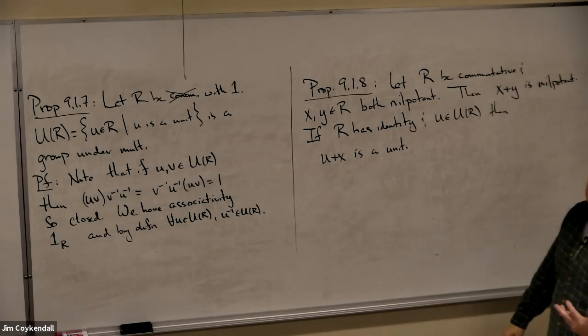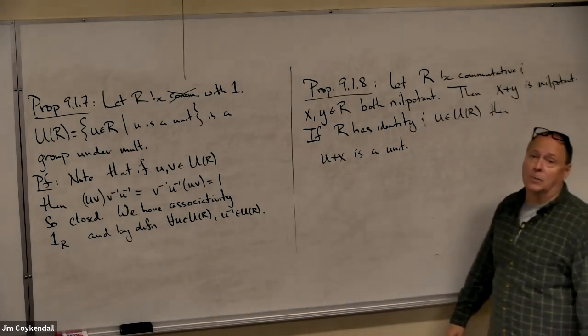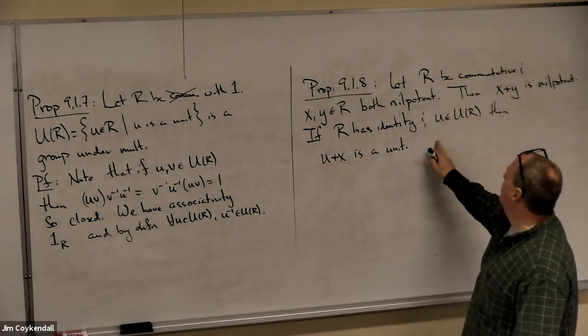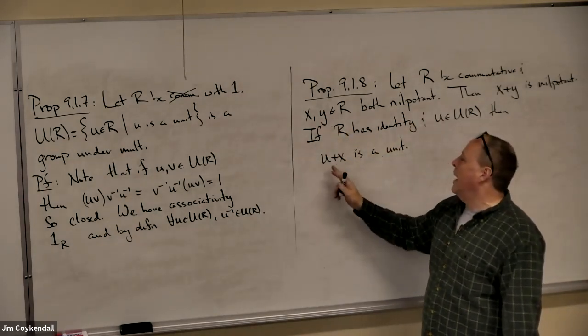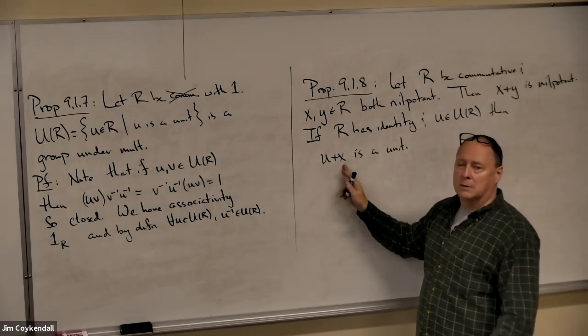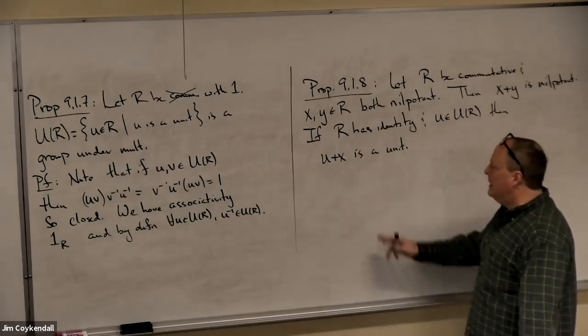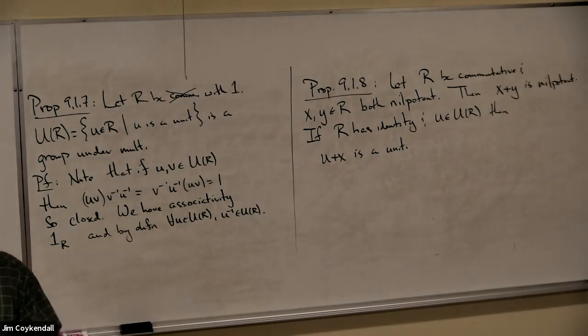If you remove this assumption, this is no longer true. If you have a ring that's not commutative, it's possible to add nilpotents and get a unit. The second statement is, if x is a nilpotent and u is a unit, then when you add a unit and a nilpotent, you get a unit, which is kind of cool. Again, you need commutativity of the ring for this to hold true. You probably looked at this because it's a homework exercise. But any questions?